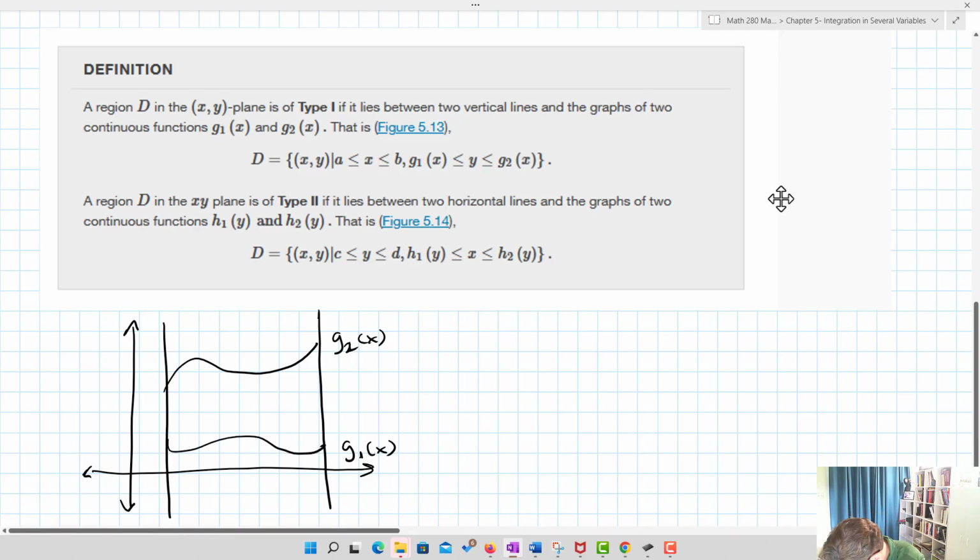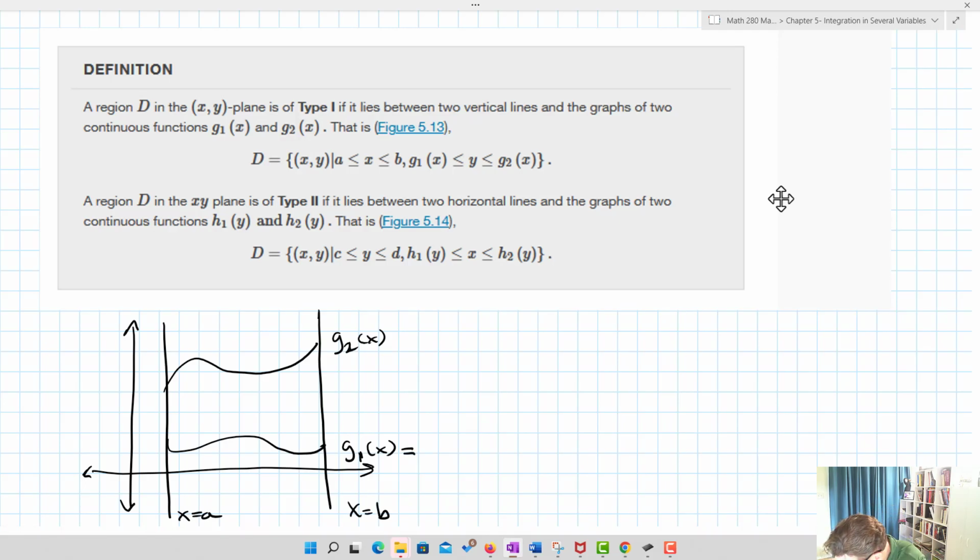This would end up being x equals a and x equals b. So if we want to think about this, this is going to end up being y1, this will end up being y2. And so we're going to actually integrate over this region right in here.